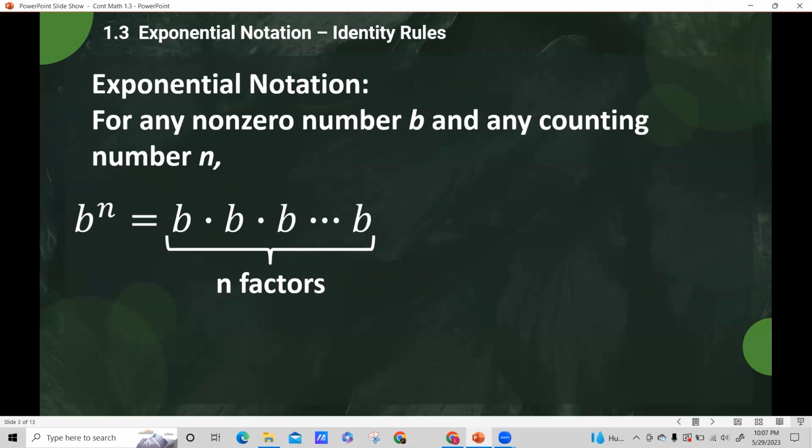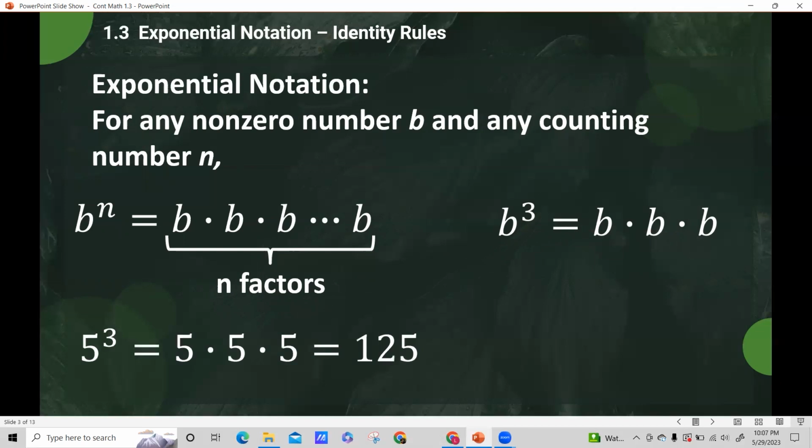For any non-zero number b, and any counting number n, we have b to the n power. b is what we call the base. You write b out n times, n factors. That is our definition. Now, there are some identity rules that go with exponential notation. The first, as an example: b cubed, or b to the third power, is b times b times b.